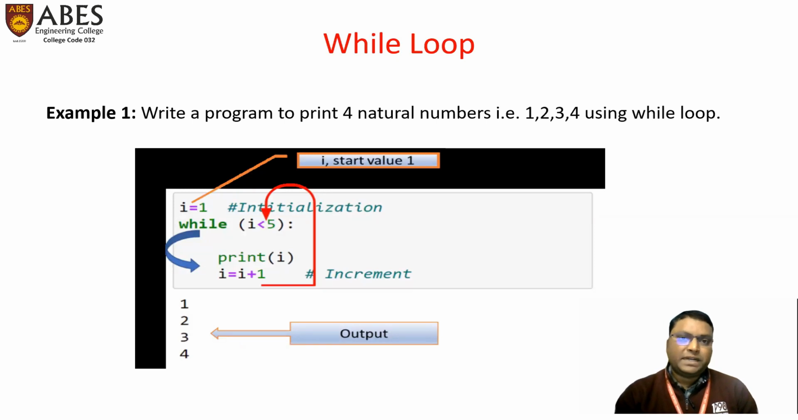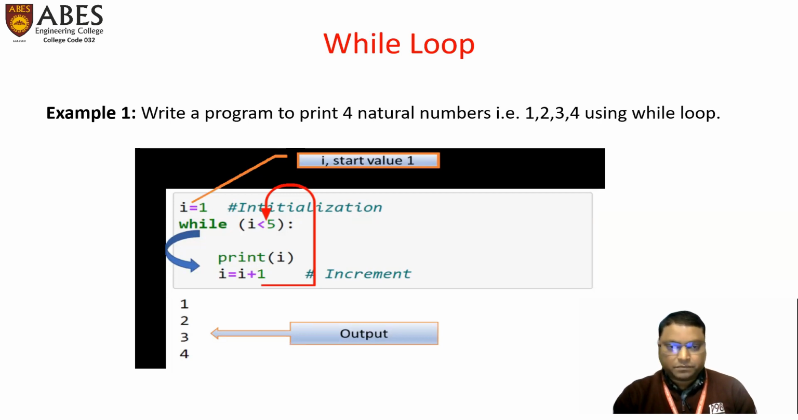Suppose you have to write a program to print four natural numbers, that is 1, 2, 3, 4, using while loop. Then what will you do? Here in the given example, we have used a while loop to print the numbers from 1 to 4. The loop runs as long as the condition i less than 5 is true.